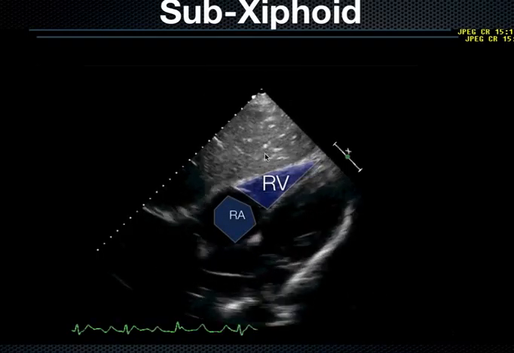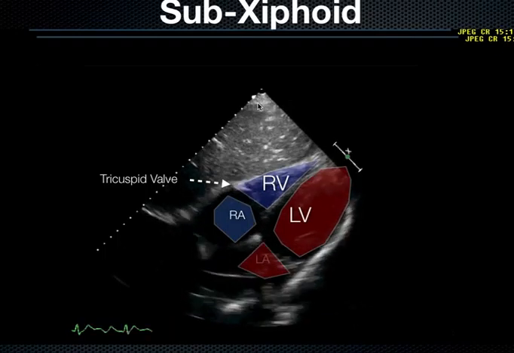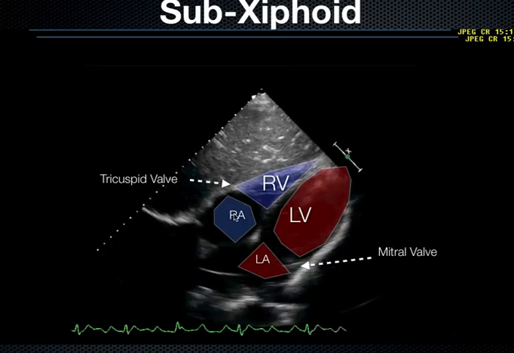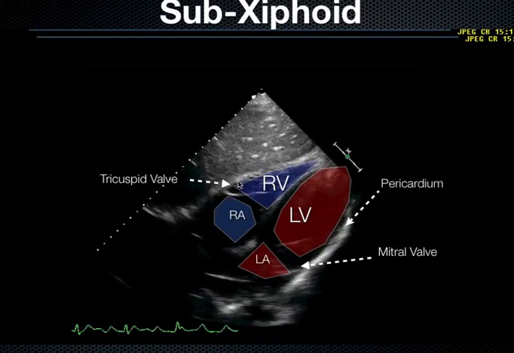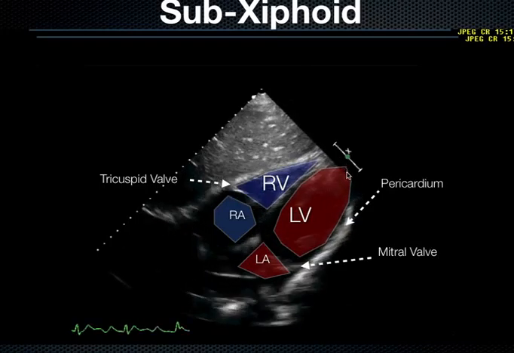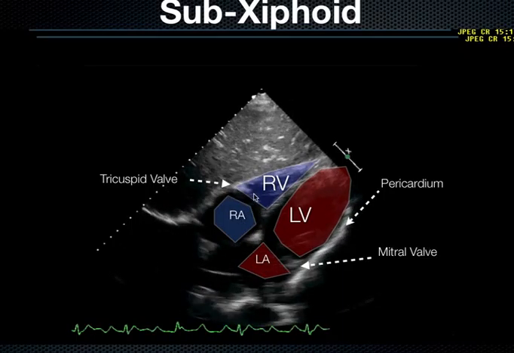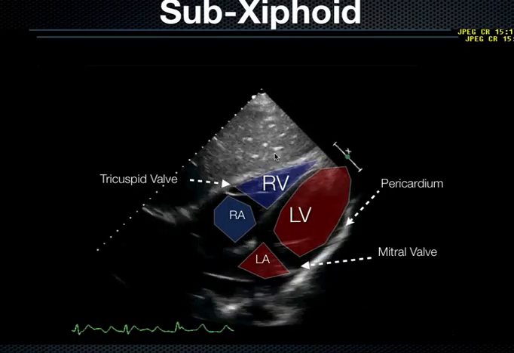What you see here is liver on the top of the screen, because that's what you're using. That's your acoustic window. You're throwing the sound through the liver to first see the right ventricle and the right atrium, and then the left ventricle and the left atrium. This is the anterior pericardium over here, and the posterior pericardium is down here. And maybe there's a little mitral valve here and tricuspid valve here. But really, this is the best view in order to see two things.